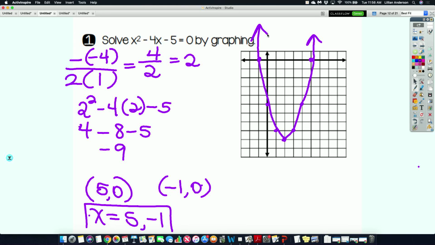This one works because it actually crosses the x-axis at a solid whole number point. This won't work every time. Okay? Questions?